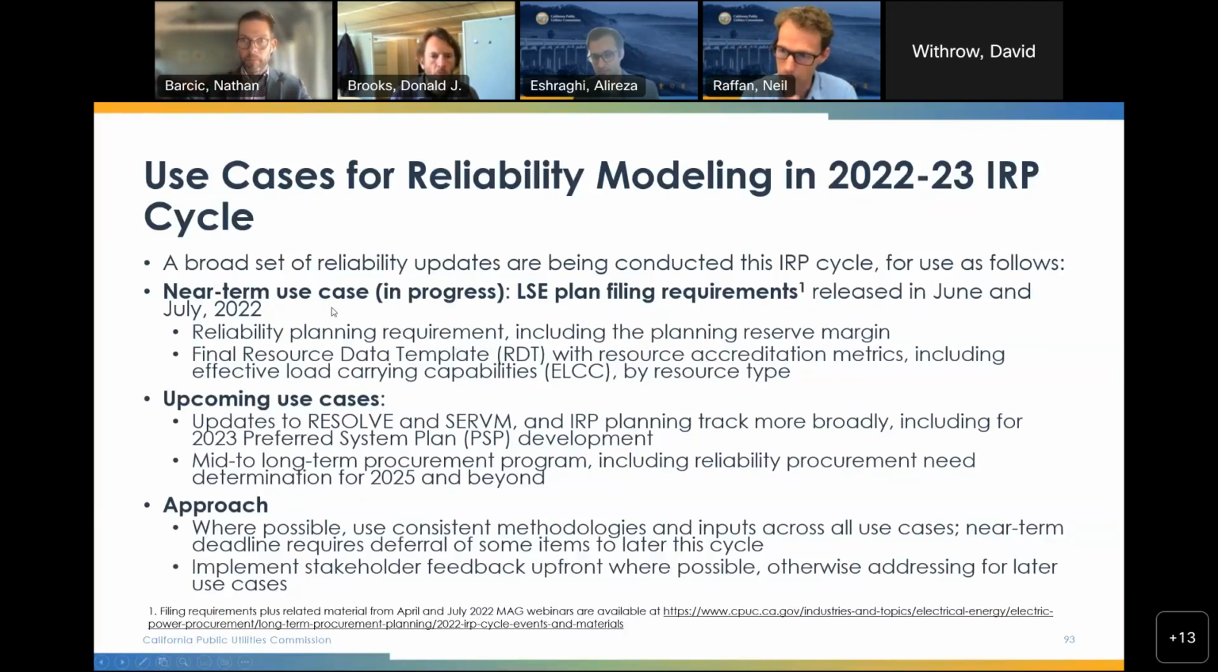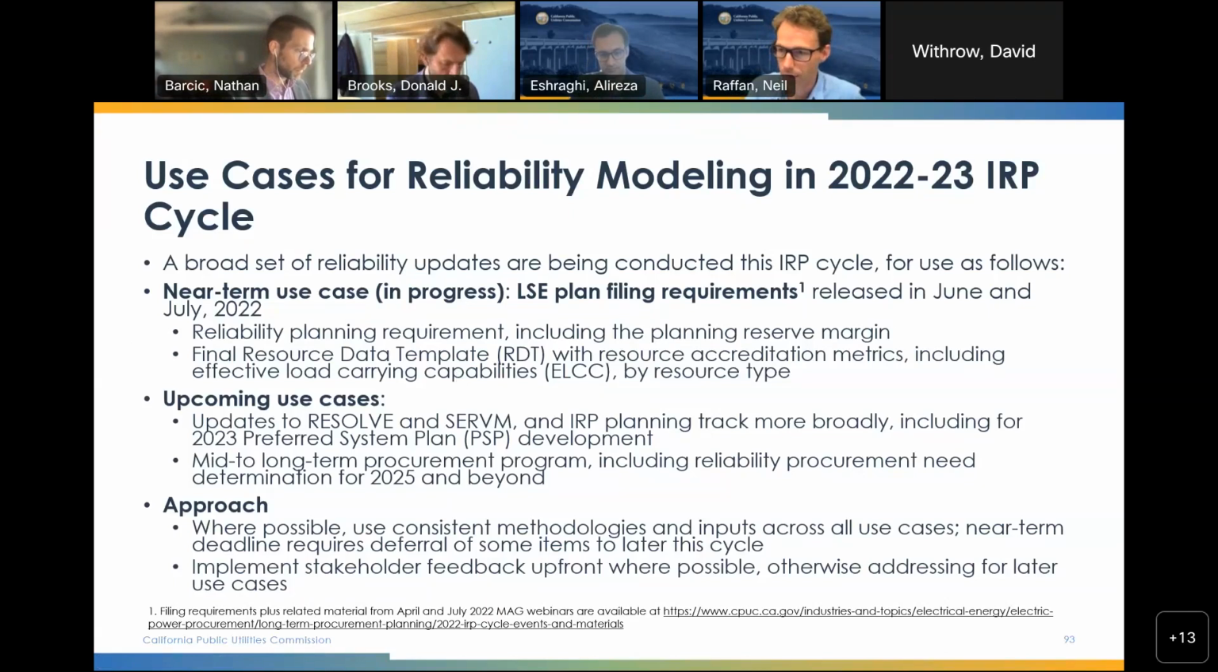Ali's explained the use cases. I'll just emphasize that in the procurement track, we've got the new program development underway, and so those would need reliability standards and resource counting. That's an upcoming use case for this approach to reliability. Along with that is procurement need determination for reliability in 2025 onwards. Regarding approach, I apologize for these bullets. These were more anchored in where we were in the filing requirement webinars a few months ago, and I'll touch on where we're at now in a moment.